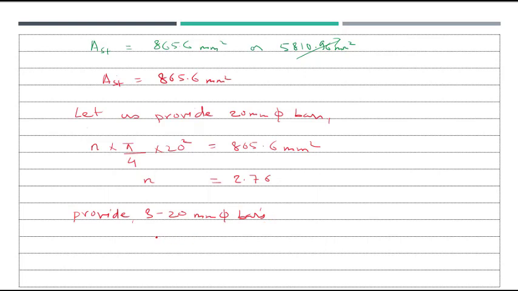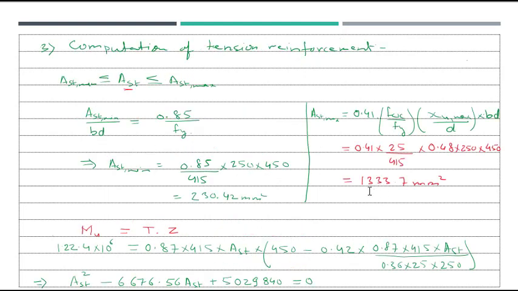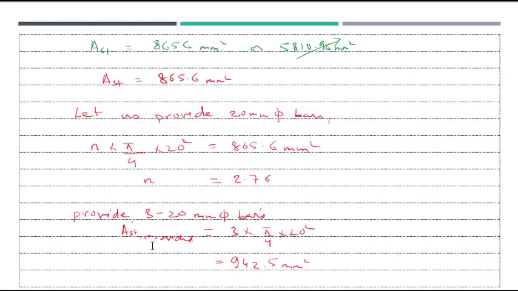So let us see how much steel you have provided. AST provided is 3 into pi by 4 into 20 square, so you have provided 942.5 millimeter square steel. Please check, AST provided is 942.5 millimeter square, which is less than 1333.7 millimeter square, which is fine for me. So you are not providing an over reinforced section. So provided steel is 942.5 millimeter square if you go with 3 20 mm dia bars.